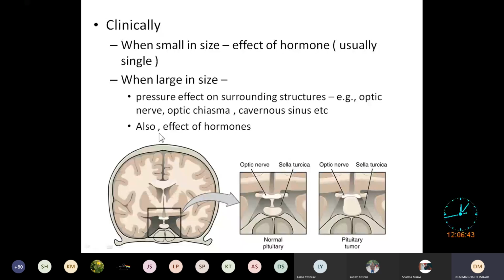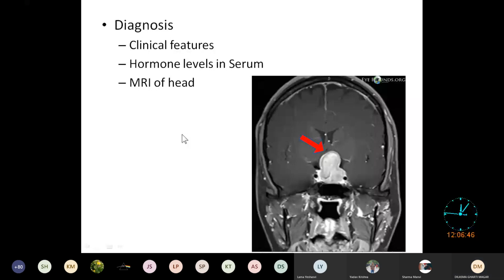Now for the diagnosis, we have to take the clinical features, okay? What the patient is having, whether the visual disturbance is there or not, the headache is there or not, or other non-specific symptoms like nausea. Usually they complain of headache and then visual disturbance. We also check the serum hormone level. Whenever the serum level of the hormones is increased, we can think that this may be a tumor producing more and more hormones.